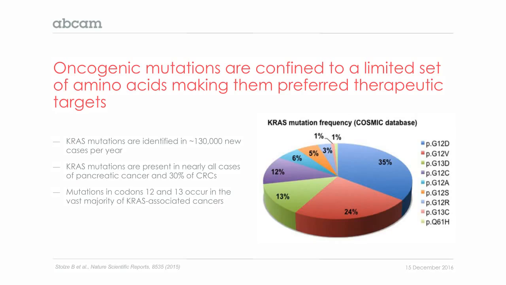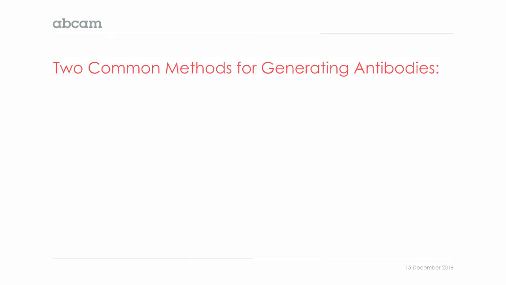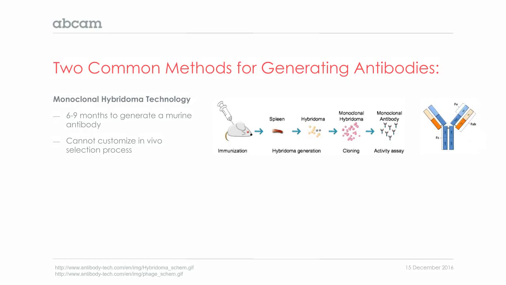So this pie chart from the COSMIC database shows the KRAS mutation frequency. And you can see that the vast majority of KRAS mutations occur at codons 12 and 13, with G12D and G12V mutations being the most common. And a very small fraction of KRAS mutations occur at codon 61. So to identify our MANAbodies, we basically had two methods to choose from. There's two common methods that are used to generate antibodies. The most traditional method is called monoclonal hybridoma technology.